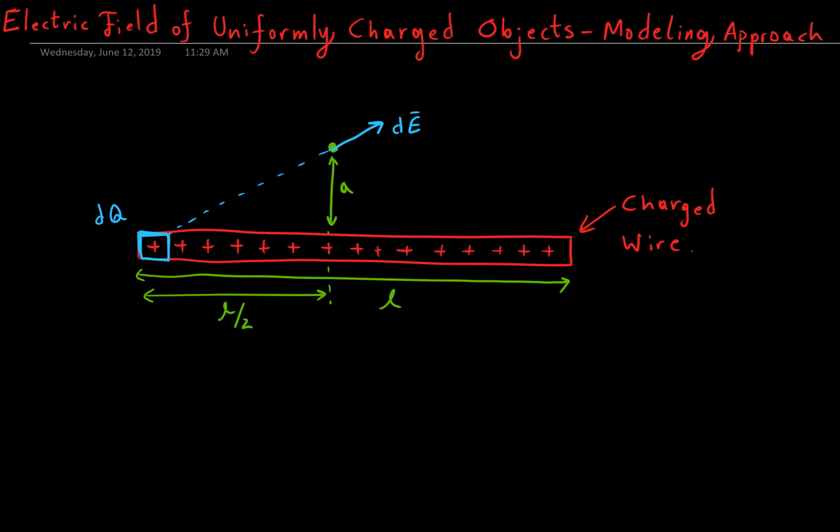So we see over here that if we remind ourselves that E as a vector is k times q over r squared r hat, we can likewise write this as dE is equal to k dq over r squared r hat. So one was the total electric field, the other part is just a small part of it, and we are writing this in terms of a differential equation.